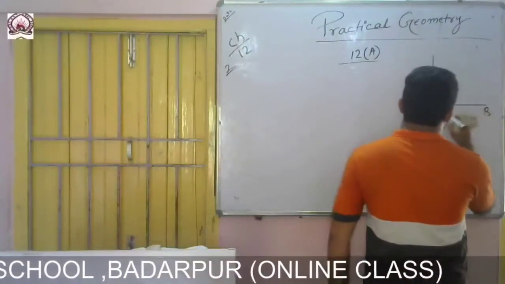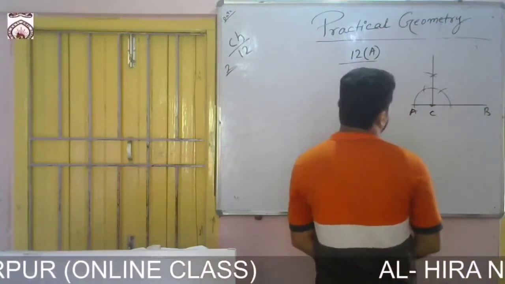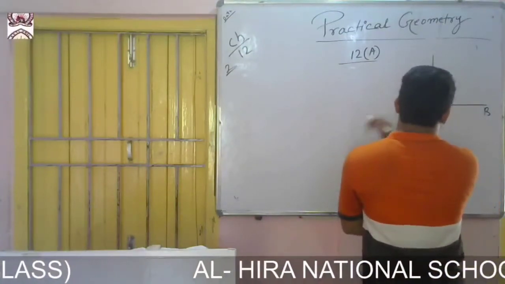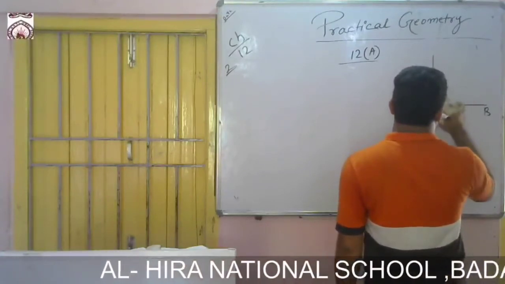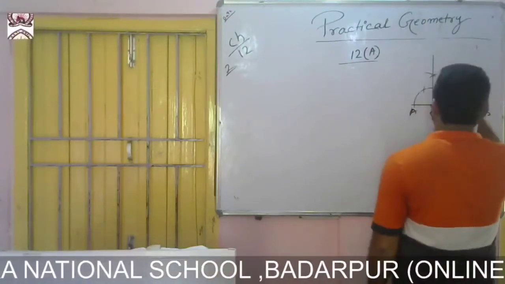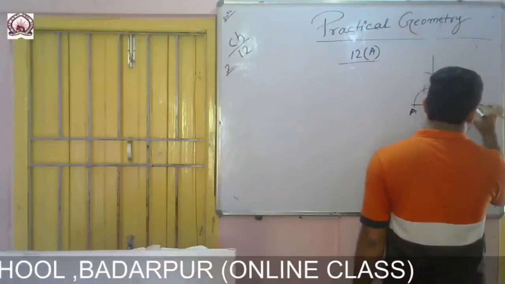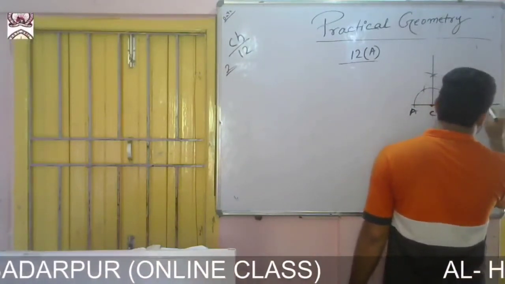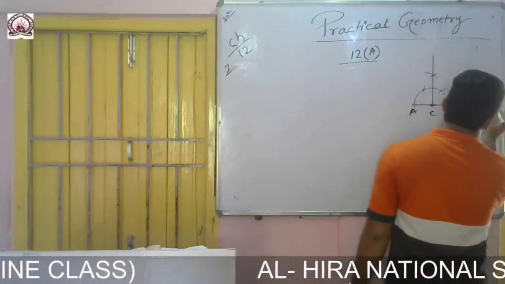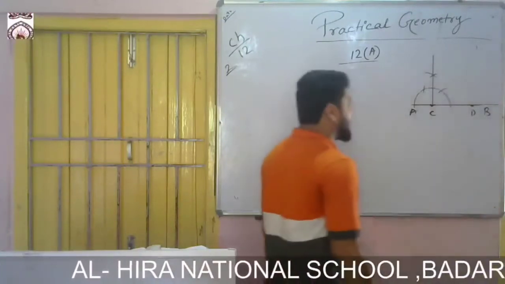At C, D. So this one you write C, then this one you write point of intersection here. Then here you take another point, suppose D.